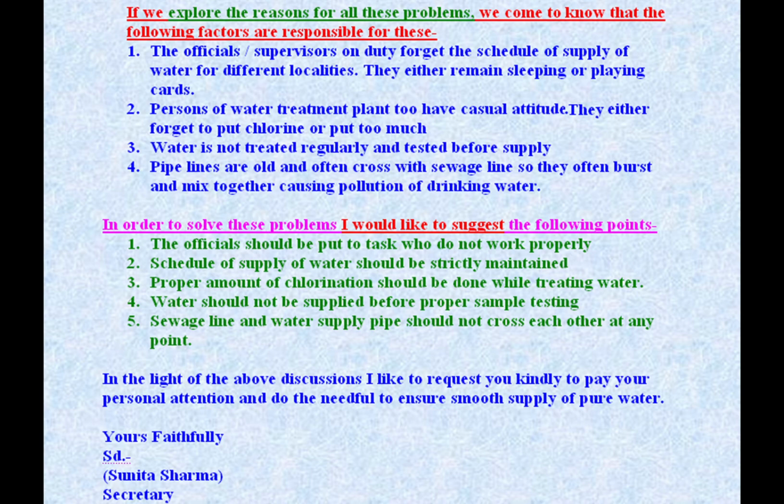Pipelines are old and often crossed with sewage lines so they often burst and mix together, causing pollution of drinking water. In order to solve these problems, I would like to suggest the following points. The officials should be put to task who do not work properly. Schedule of supply of water should be strictly maintained.